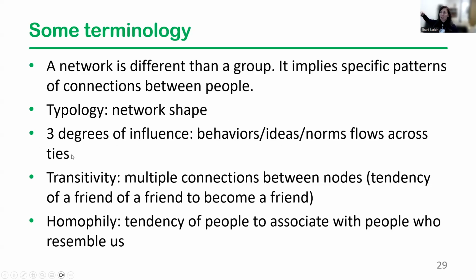So friend of a friend might affect what I'm trying. I recently started increasing more protein into my diet at this age of my life. And I decided to do it because a friend of a friend told me what they had experienced. That's 3 degrees of influence. Transitivity is multiple connections between nodes and tendency of a friend to become a friend. And then homophily, which is the tendency of people to associate with people who resemble us. And what's so interesting about homophily is that it's completely subconscious.